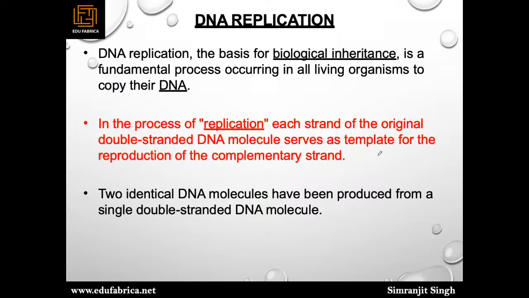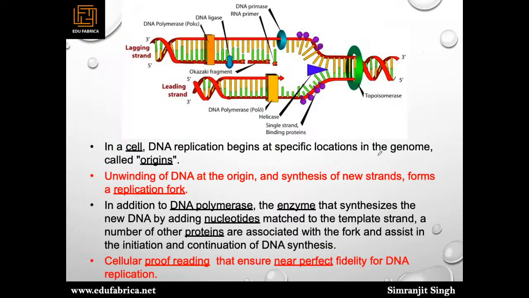So DNA replication is the basis for biological inheritance. It's a fundamental process occurring in all living organisms to copy their DNA. It's a process of replication in which each strand of the original double-stranded DNA molecule serves as a template for the production of the complementary strand. And two identical DNA molecules are produced from the single DNA molecule in that case. So here we can see how DNA replication is done.